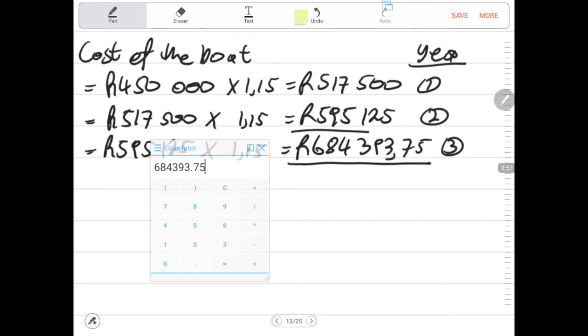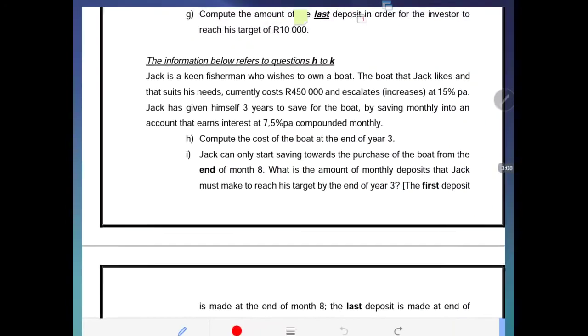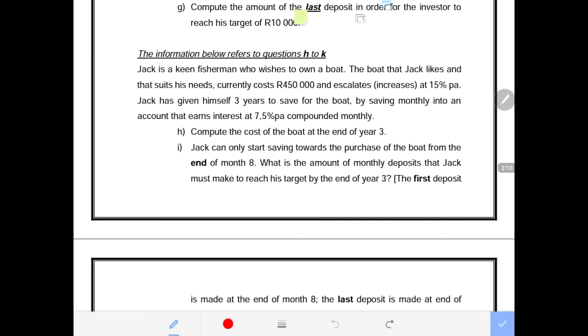So this is the cost that we're looking at, that Jack is willing to save towards. We're not speaking of cents here, we're speaking of real thousands of rands that Jack is willing to save towards buying the boat cash, not on finance lease. Now it says Jack can only start saving towards the purchase of the boat from the end of month 8. So Jack is only willing to start making payments from month 8.